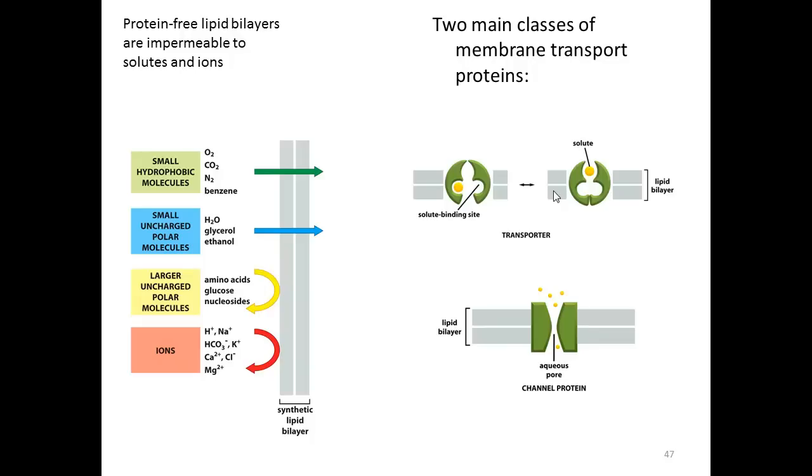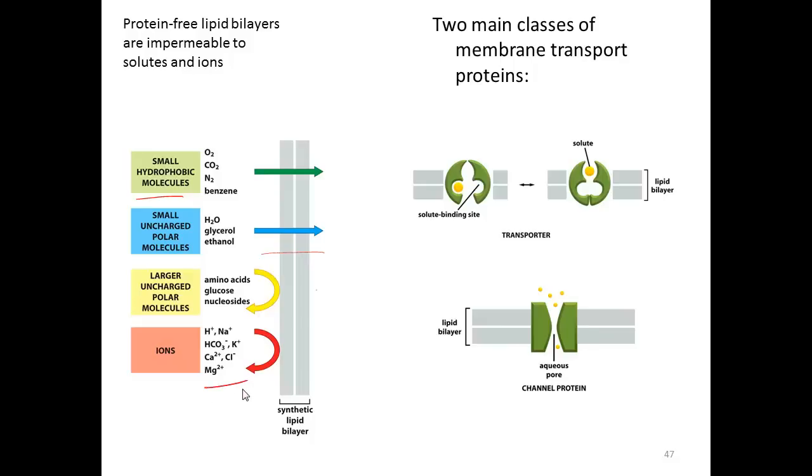We talked about molecules and their ability to cross pure lipid bilayers. Small hydrophobic molecules pass as if the membrane is not present. Small and uncharged polar molecules, water, glycerol, and ethanol are examples. Those go through at a reasonable rate as well. Larger molecules like amino acids, sugars, and nucleosides generally do not pass through the lipid bilayer, but need to be transported by a protein to enter into the cell.